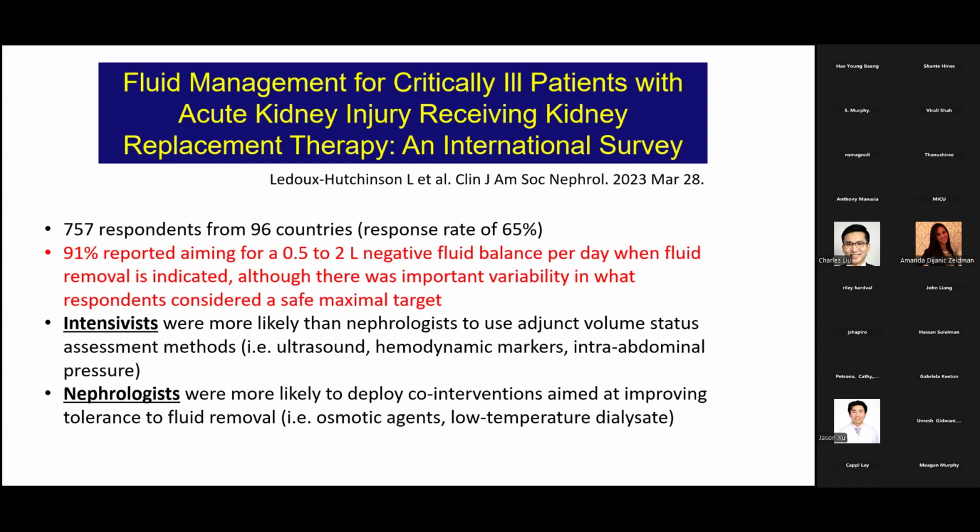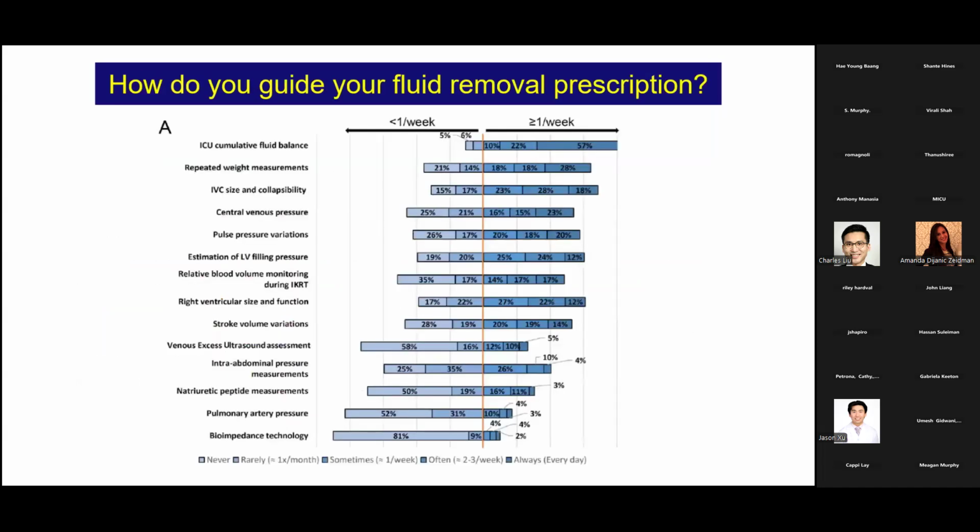Nephrologists, in contrast, were more likely to deploy co-interventions aimed at improving tolerance to fluid removal: the use of osmotic agents like albumin, modulating temperature on the dialysate, and sometimes also the sodium concentration when we do hemodialysis. And as you can see here, one of the questions as well was how you guide your prescription of fluid removal during RRT. The most common answer was cumulative fluid balance and weight.